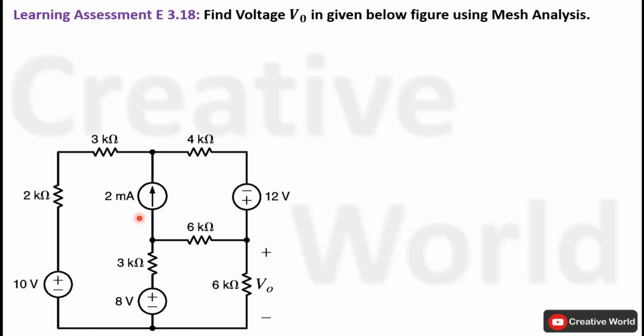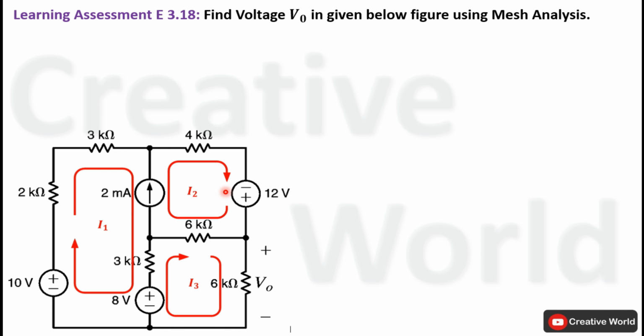In order to do mesh analysis of this network, first we have to assume currents along with their directions inside these closed meshes. So I am assuming current I1, current I2 and I3 are flowing inside these three closed meshes in clockwise directions. Now if we observe, current through this branch is provided in the form of constant current value of 2 milliampere. But this branch is in common with these two meshes, so there will be two currents flowing through this branch and both will be opposite in direction to each other.